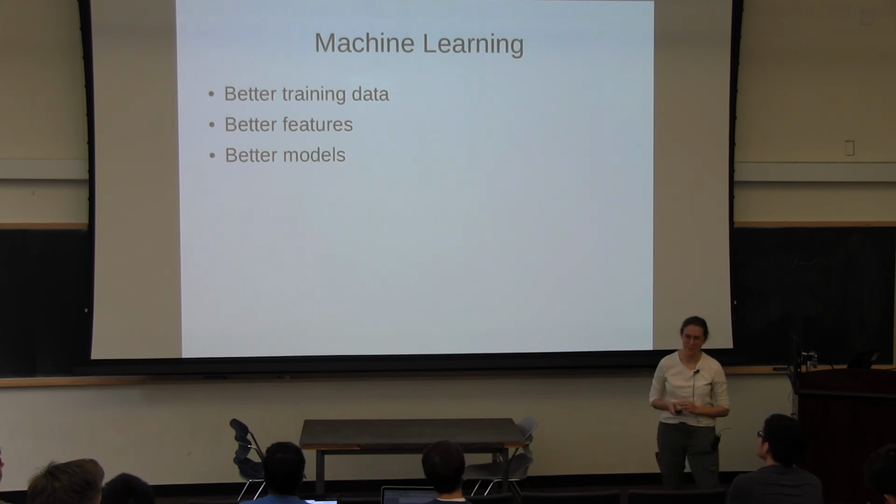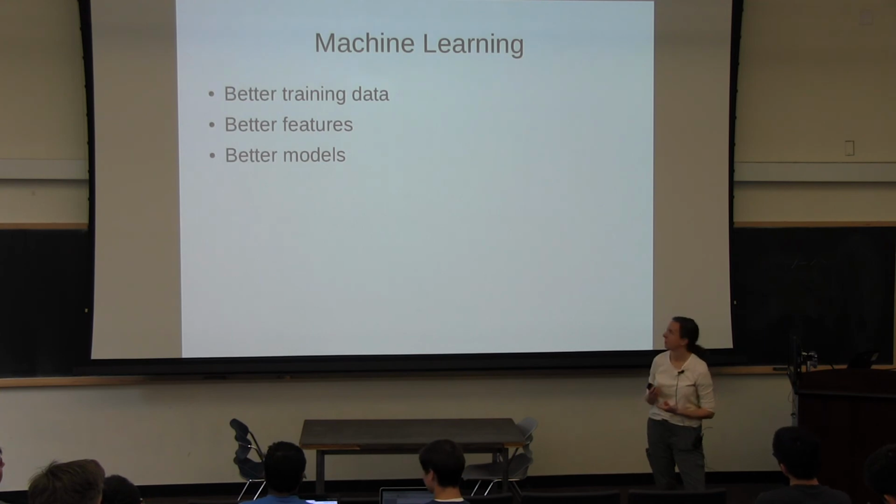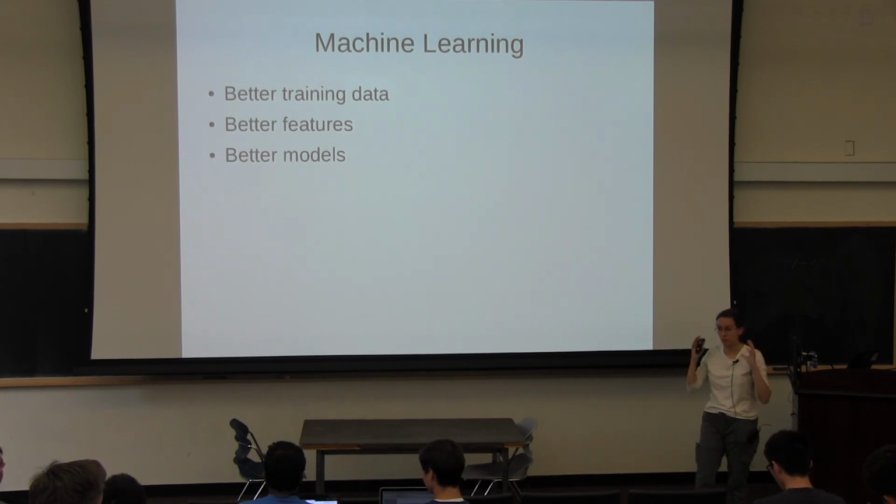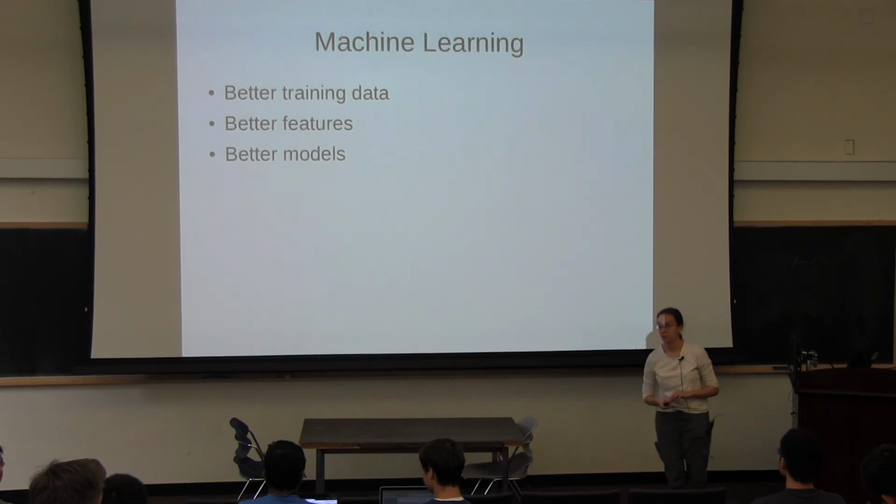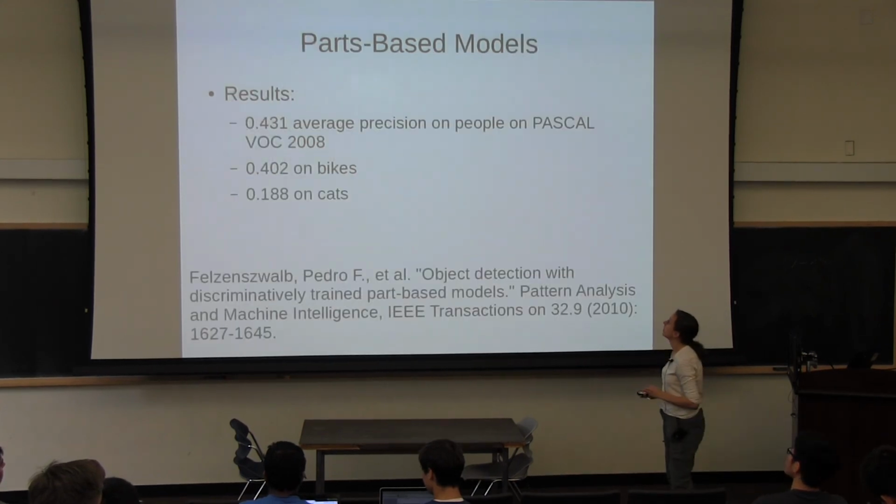OK. So that's sort of the machine learning mantra, right? Better training data, not in this order, I guess, but better training data, better features, better models, right? So this last example is a better model. Let's not just do the whole thing. Let's do a parts-based model to try to improve performance. This is some results.